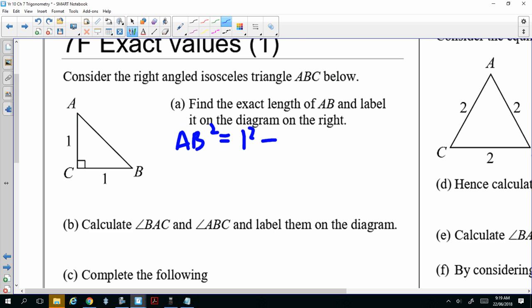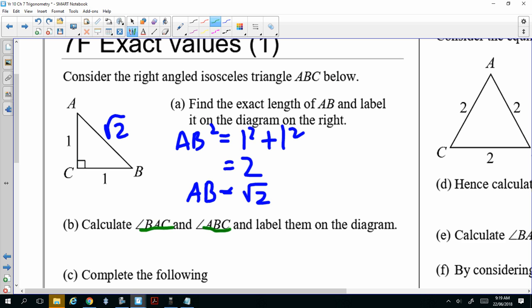Which is just 2. So to work out the hypotenuse, we'll just write root 2. Root 2 over here. That's the length of the hypotenuse. Once we do that, we need to find the angles BAC and ABC. So you have to find these two angles.